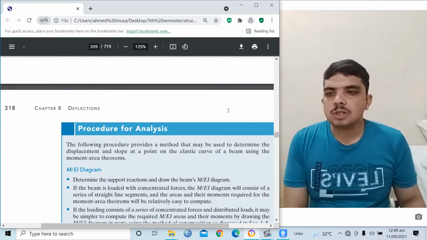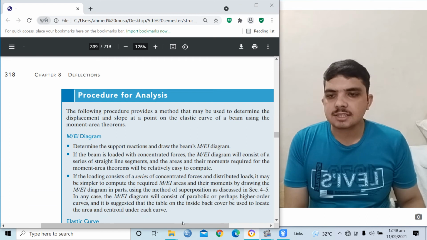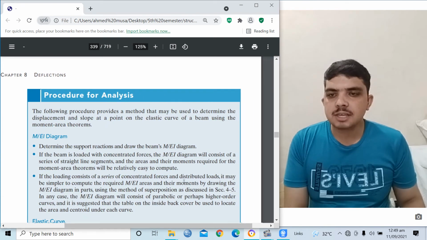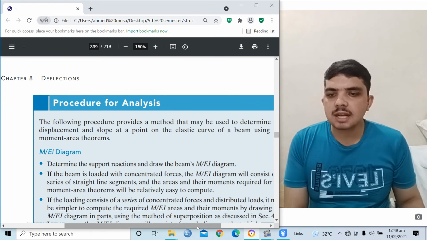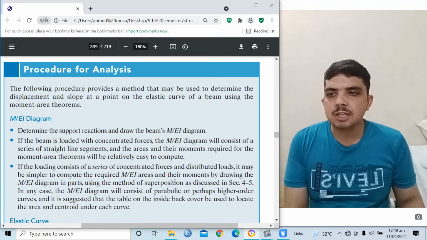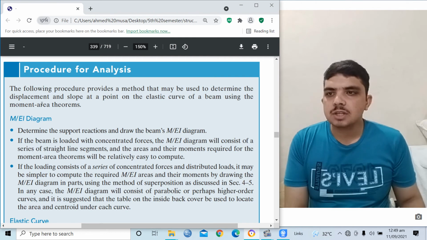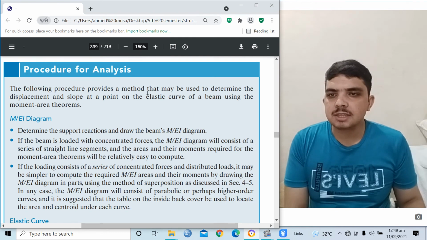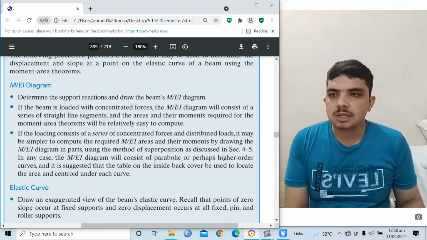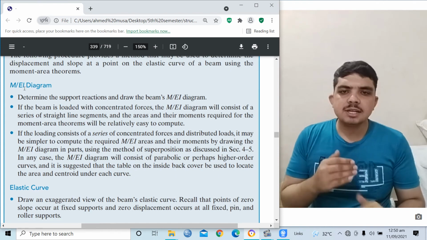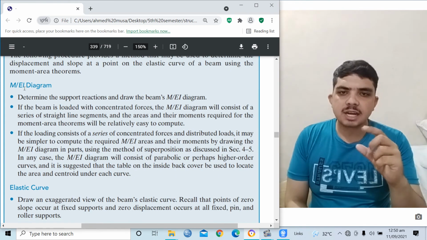Now we are coming toward the procedure for analysis. If a beam is given in the question, how can we analyze this beam and what will be the procedure? The following procedure provides a method that may be used to determine the displacement and slope at a point and the elastic curve of a beam using the moment area theorem. First of all, we need to draw an M by EI diagram for the given beam.